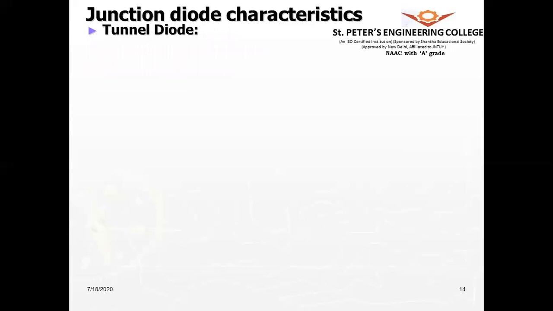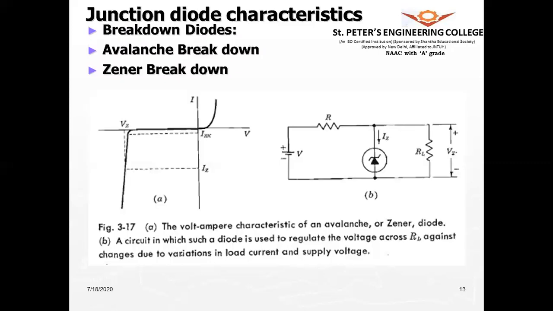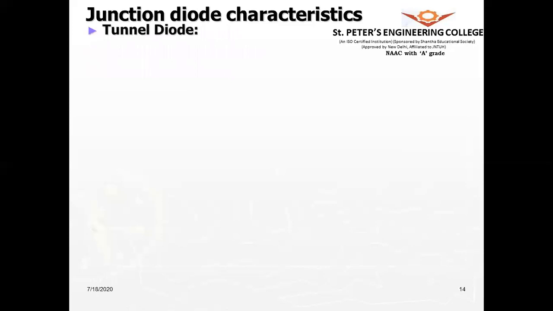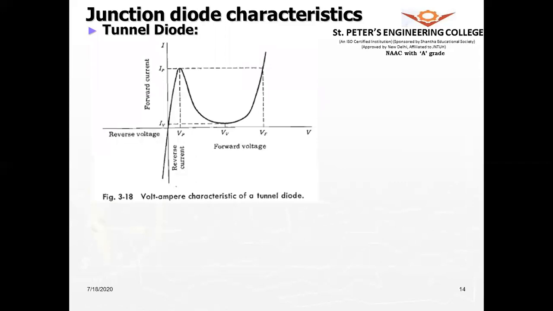So this is one type of diode we have seen, that is the breakdown diodes. The next type of diode we are looking at is the tunnel diode. The tunnel diode exhibits a special property called the negative resistance property. We call this a negative resistance because the slope is negative here. That is why it is called a negative resistance.